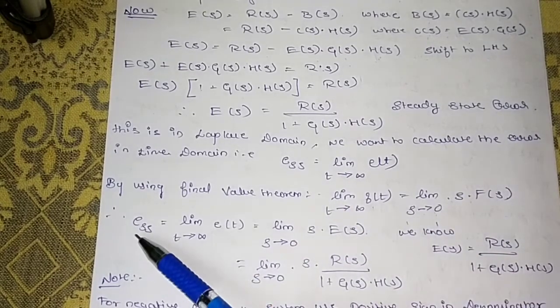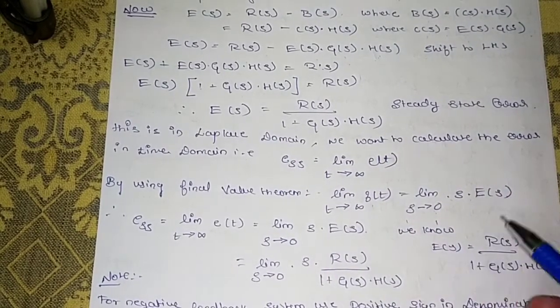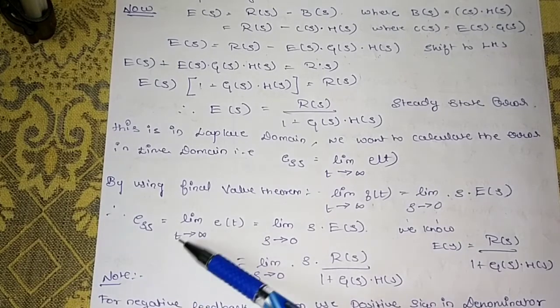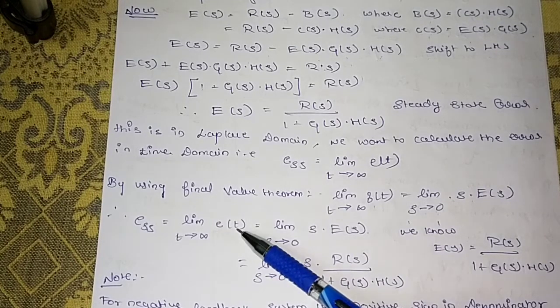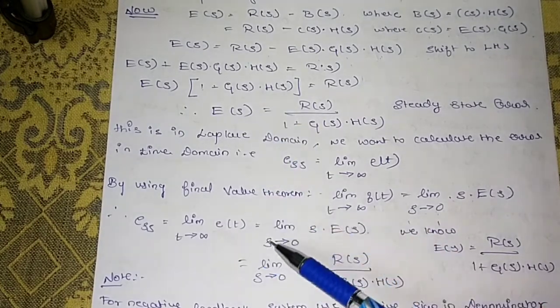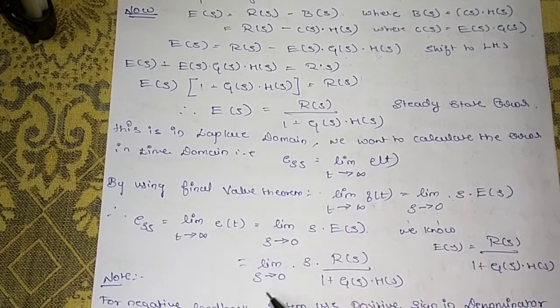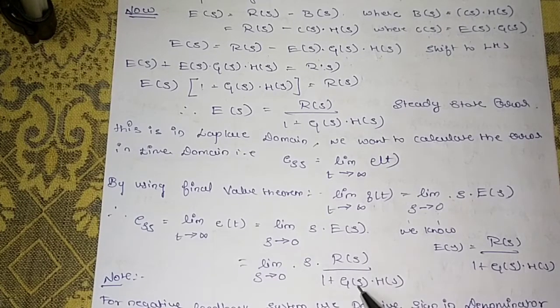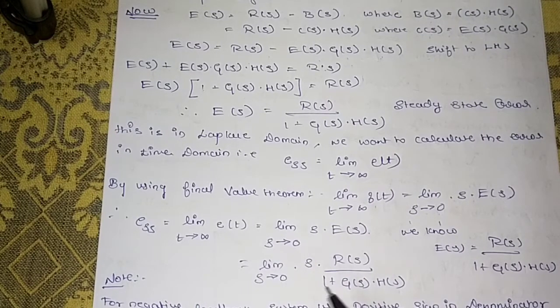Now we are going to substitute E(s). I will take E(s) here, the same thing I wrote here. Limit t tends to infinity e(t) is equal to limit s tends to 0 of s into E(s). I want limit t tends to infinity e(t), which means this error signal in the time domain. So I will substitute E(s), since I know it: limit s tends to 0 of s into R(s) divided by 1 plus G(s) into H(s), right? Therefore limit t tends to infinity e(t) is equal to limit s tends to 0 of s into R(s) divided by 1 plus G(s) into H(s). This is my time domain representation of the steady state error.